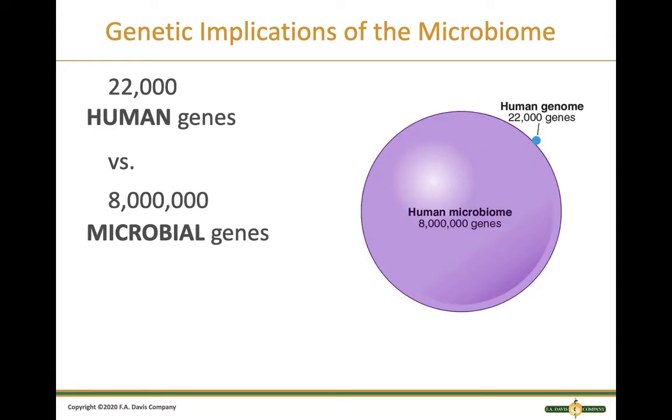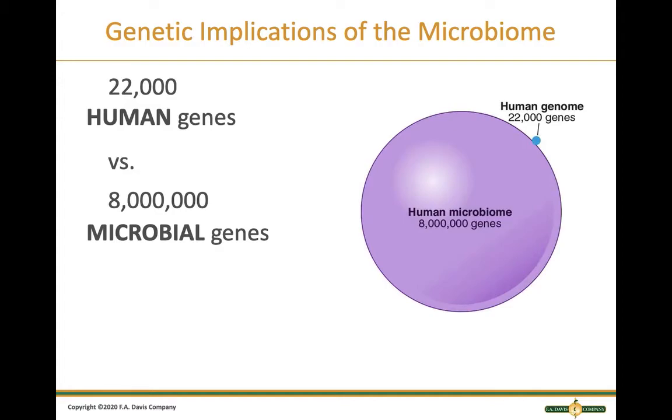The human microbiome has about 22,000 genes, which is a lot, but compared to the 8 million, sorry, I said that backwards. The human microbiome has about 8 million genes compared to the 22,000 in the human genome. So most of the genes in your body are actually from the microbes, and the genes are the instructions for making a protein.